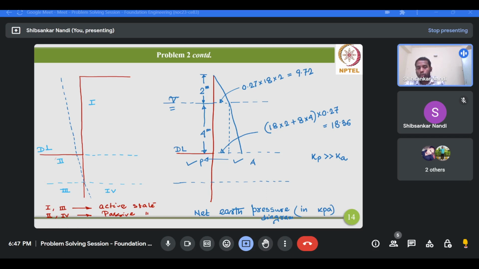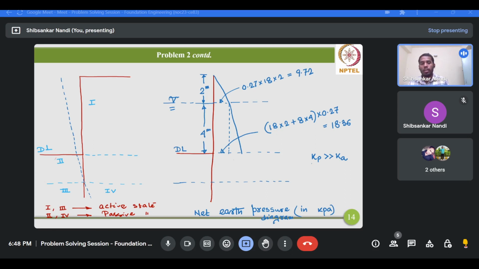But as soon as you come below the dredge level, on this side for region 1 you have active earth pressure, but on this side for region 2 you have passive earth pressure. Now the difference between these two pressures you have to consider, and that will govern the net pressure diagram, the net pressure on the wall.